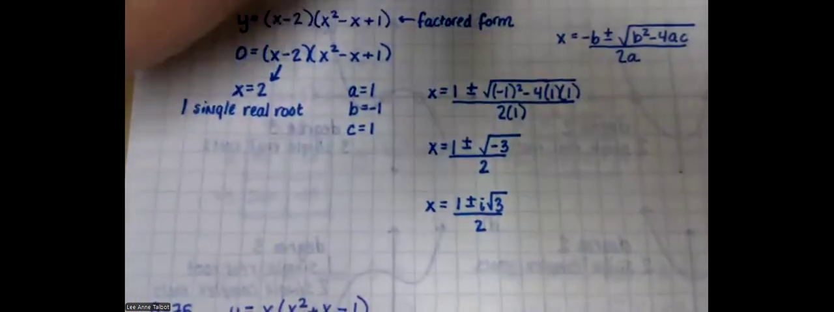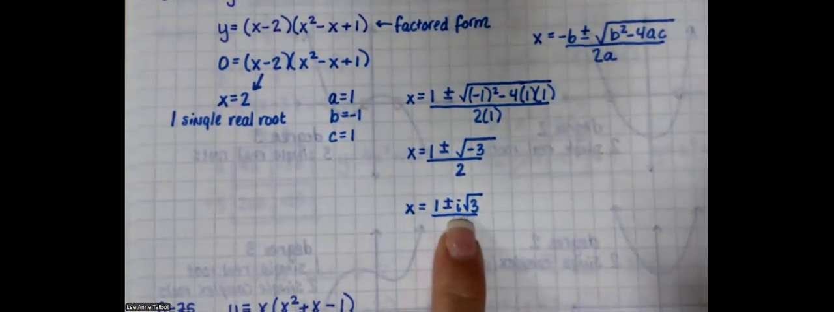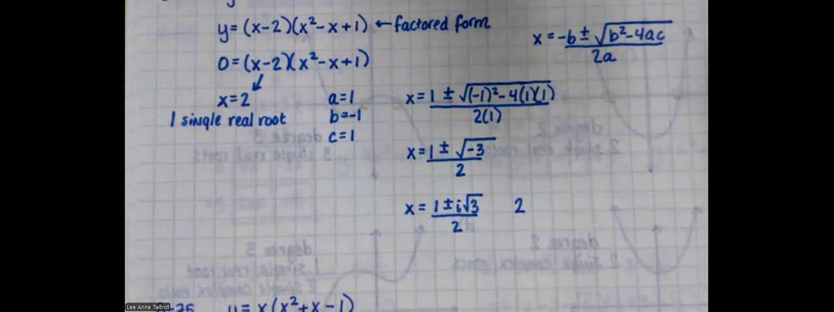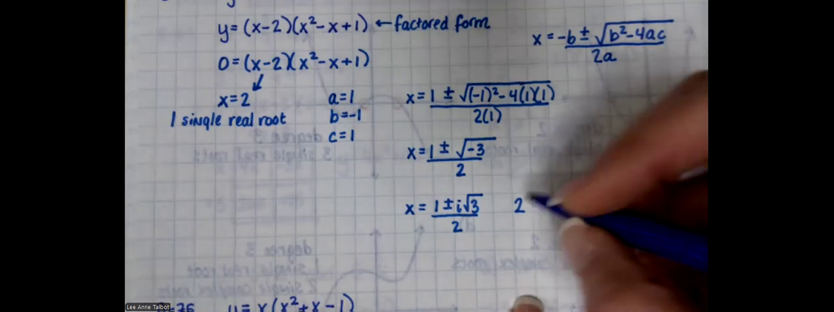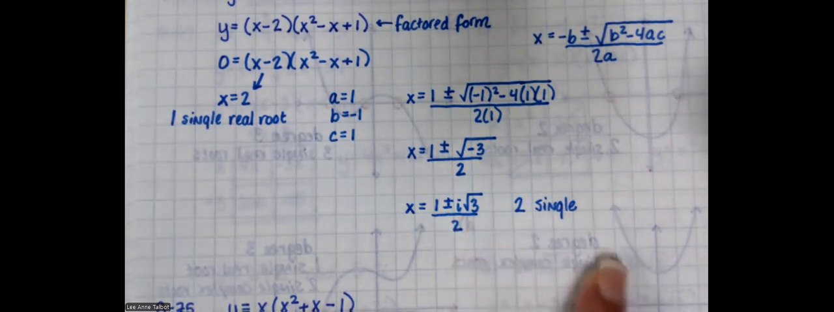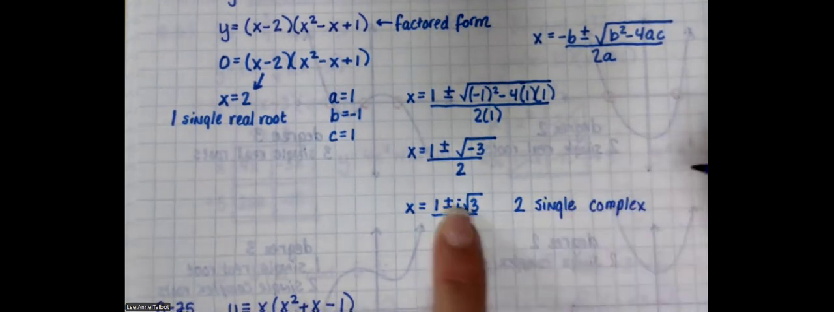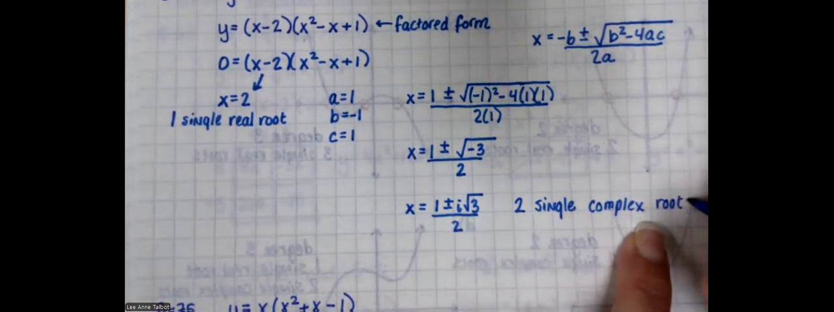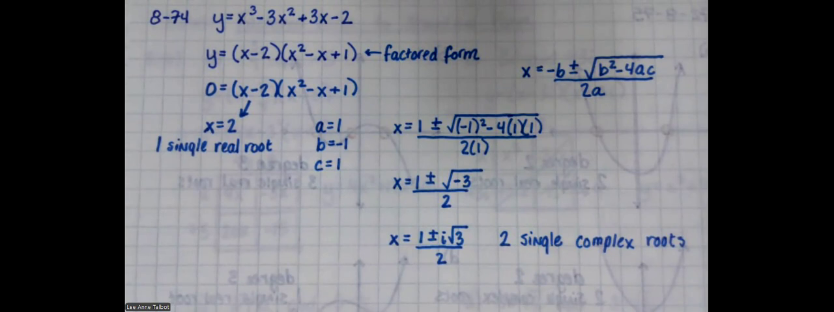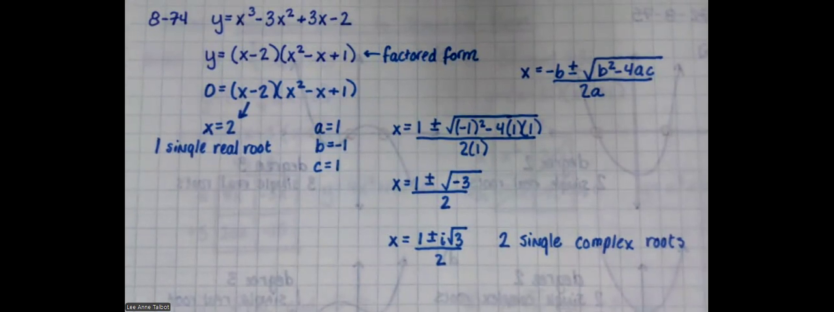Okay, what would my description for these be? Because there's i's in there. 2, single, double, triple. Do you know what they are? It's single. The reason it's single is because one of them's plus and one of them is minus, so they're not exactly the same thing. Complex, and the reason it's complex is because there's an i in the problem. Roots. That gives us our total of 3. Right, we have one more.